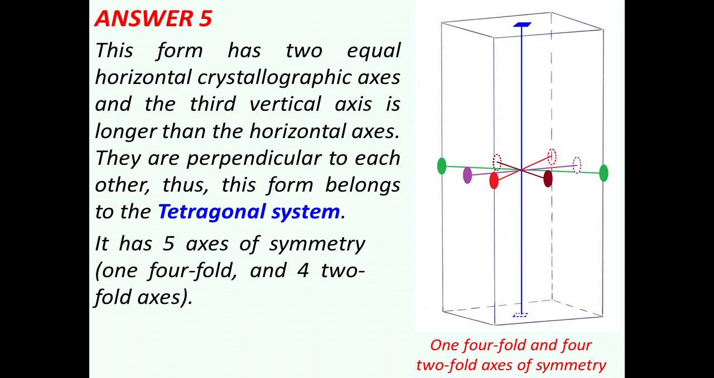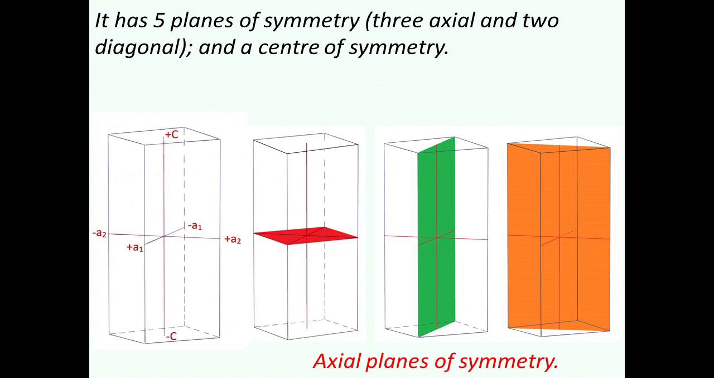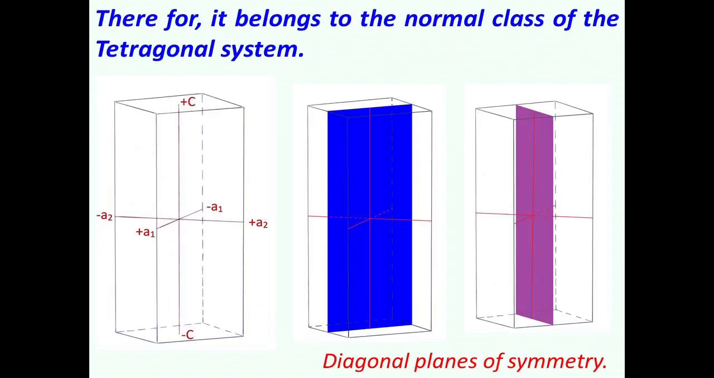It has 5 axes of symmetry, 1 4-fold and 4 2-fold axes. It has 5 planes of symmetry, 3 axial and 2 diagonal, and a center of symmetry. Therefore, it belongs to the normal class of the tetragonal system.